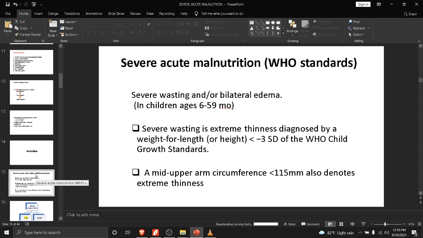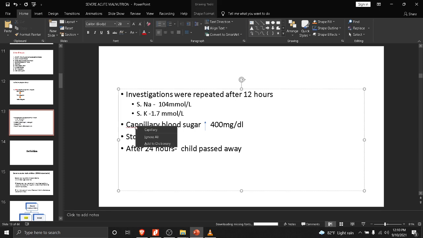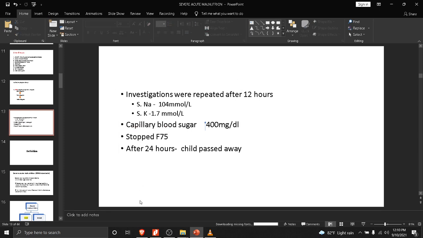So these were the other investigations after 12 hours. The serum sodium was 104 and the potassium was drastically reduced to 1.7 from the previous normal reading 12 hours back. And the capillary blood sugar had shot up to 400 milligrams per deciliter. So we stopped F75, but unfortunately after 24 hours, the child passed away.